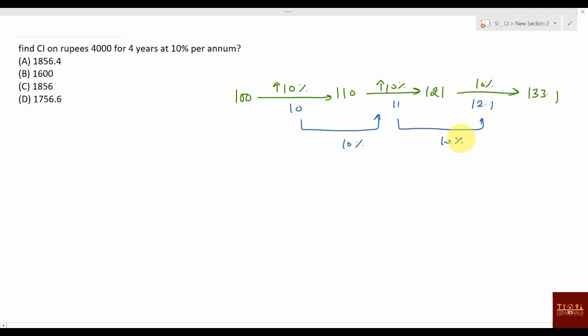So sometimes, you know how they can ask questions. They will ask you something like this. They will give you the CI for the second year as 2400, and the CI for the third year as 2880. Find the principal, find the rate of interest.